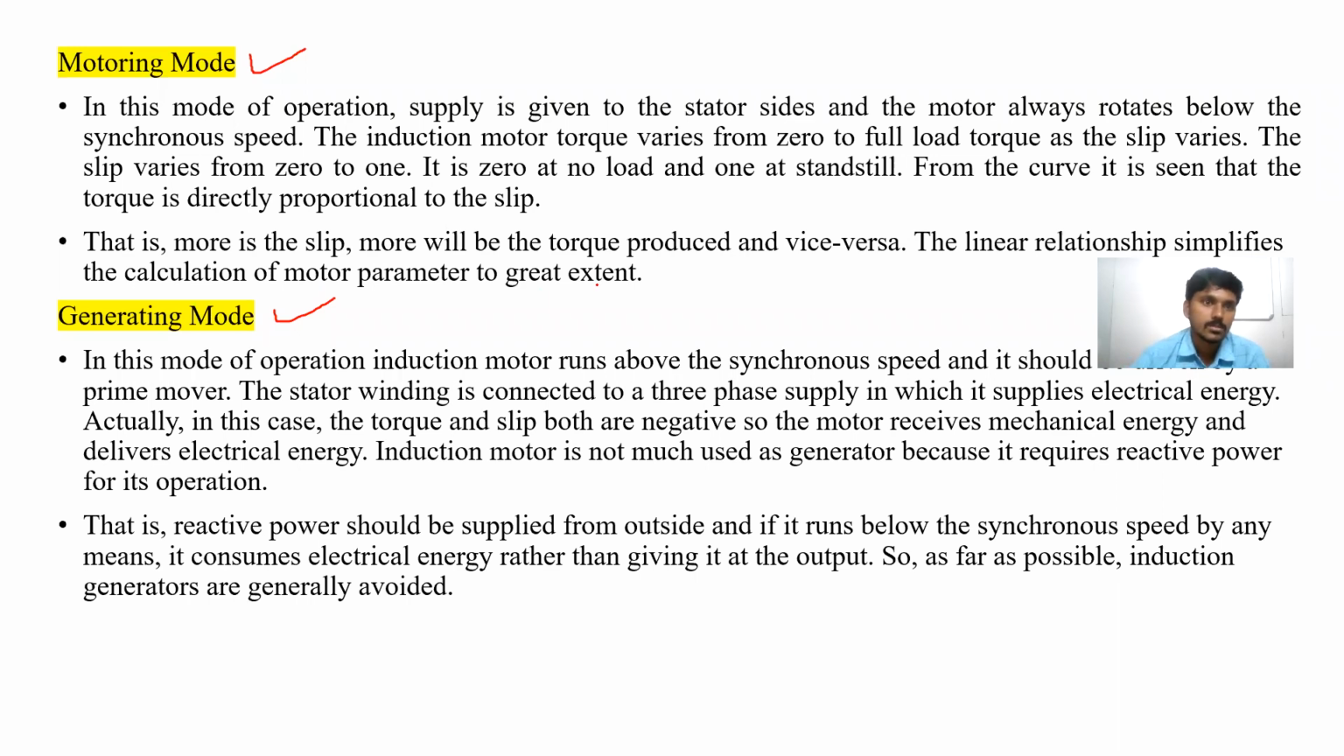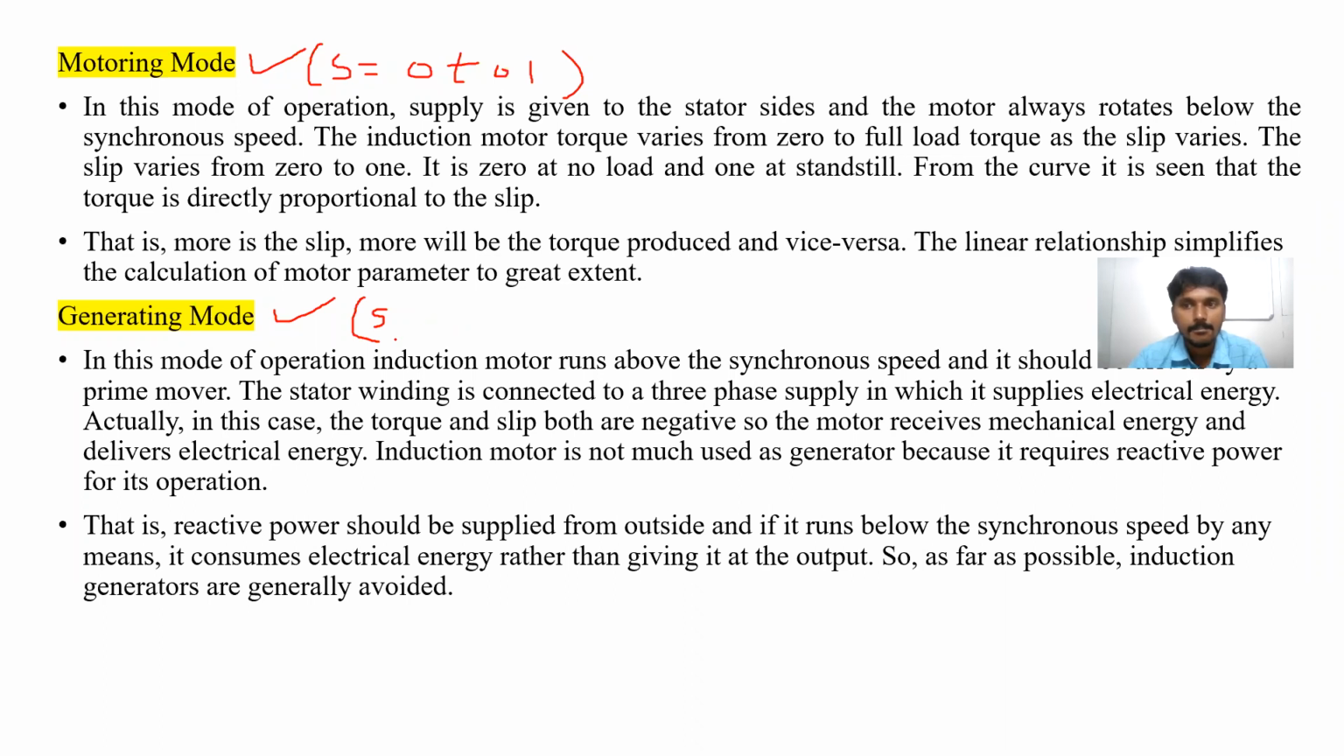Clear? So simply we can say in motoring mode, slip is equal to 0 to 1. Slip is equal to 0 to 1, then it will work as a motoring mode. In generating mode, already we have discussed in the above graph. When it is operating as a generating mode, what should the slip be here? What should the slip be for generating mode?